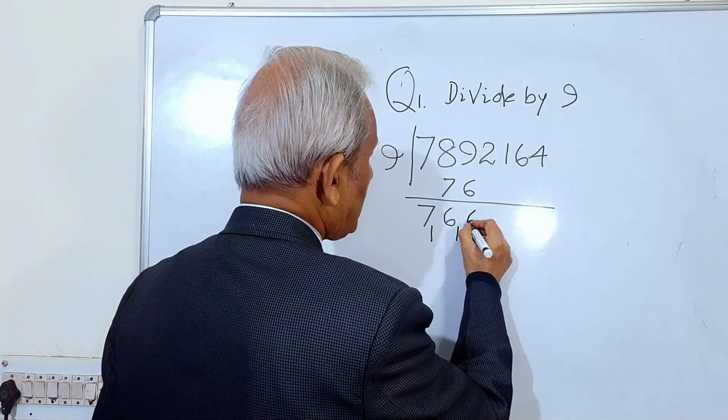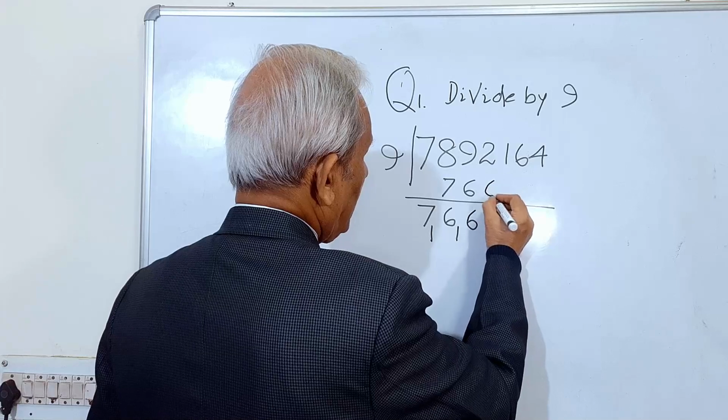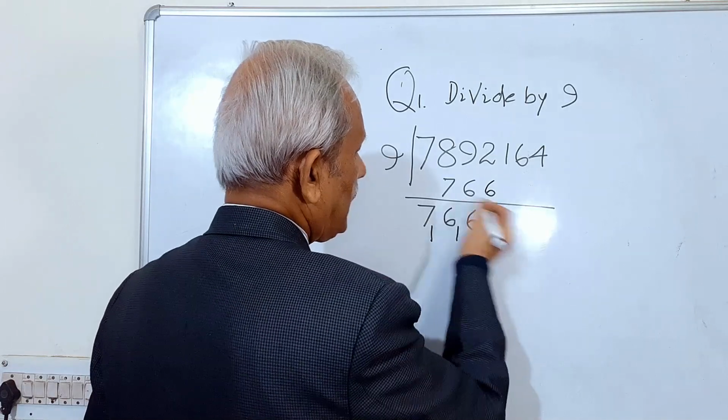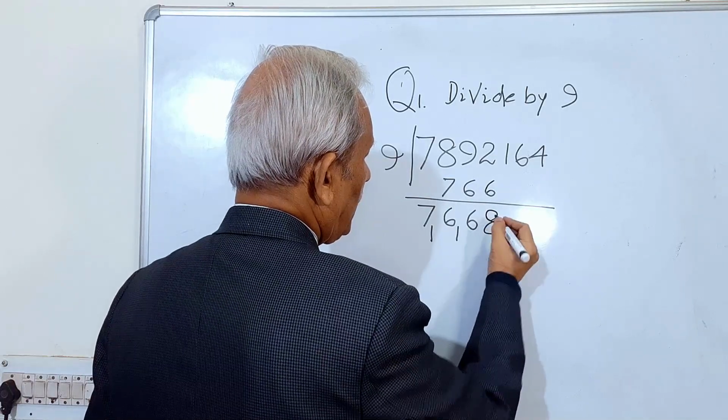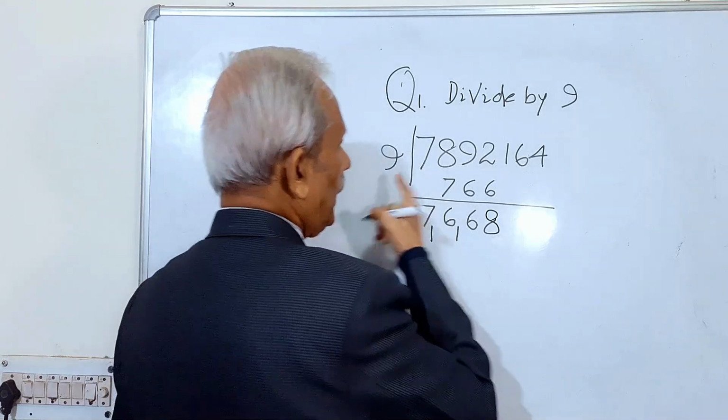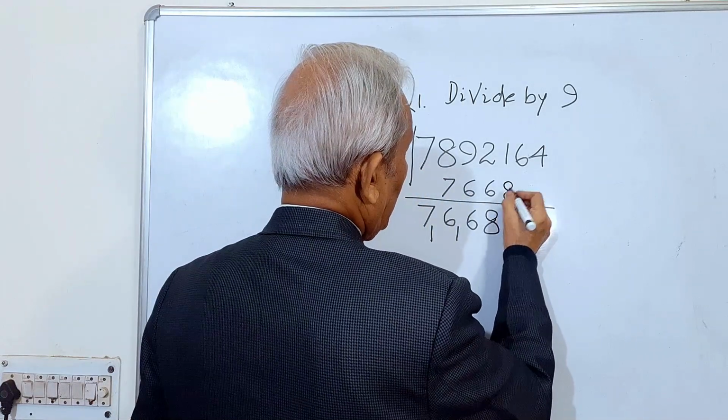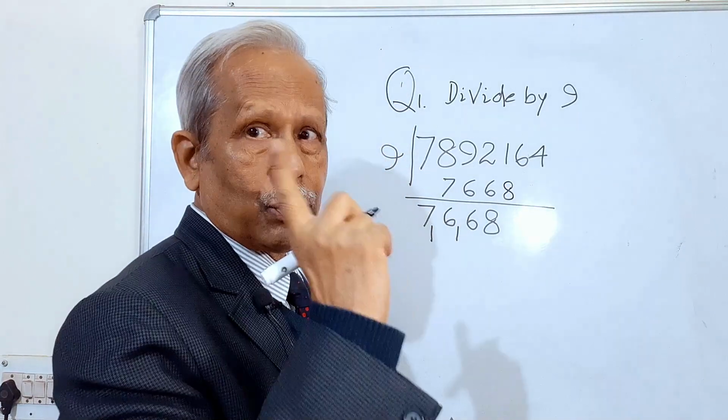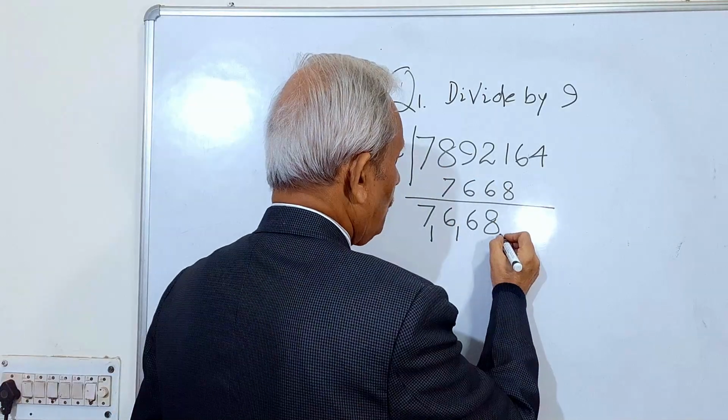What's remaining? 6. 6 into 1, 6. 6 here. 6 plus 2, 8. 9 doesn't go into it. We'll put it as it is. 8 into 1, 8. 8 here. 8 plus 1, 9. 9 goes one time into it. So we'll put 1 here.